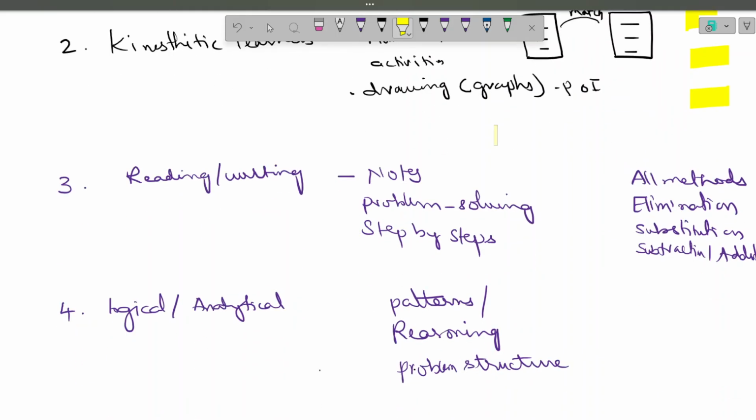The third one is read and write. This type of student, they take notes, they solve the problem, they see the problem. You have to show step by step how we are solving. For example, here you have to show all the methods: elimination, substitution, subtraction and addition of the lines to get the point of intersection or the answer. Then they will solve by these. This is only the three things.